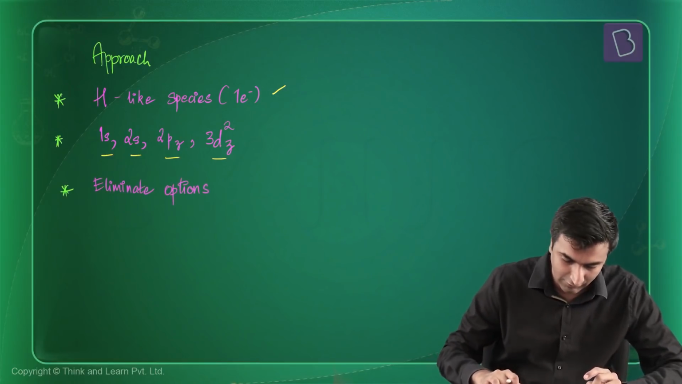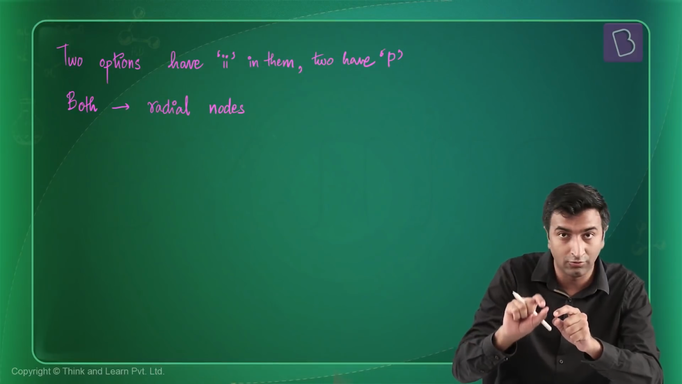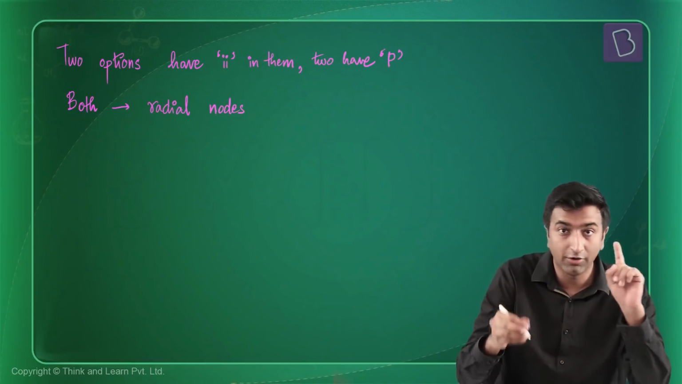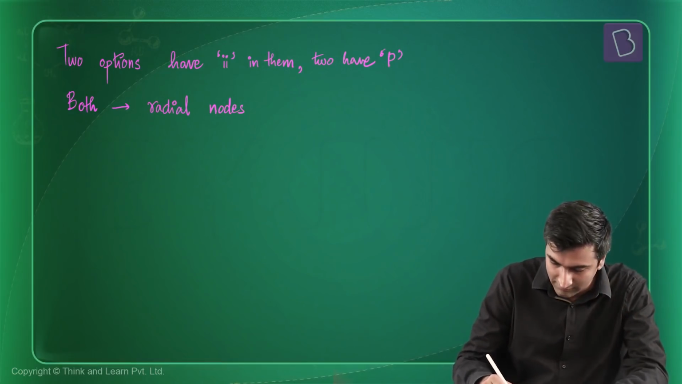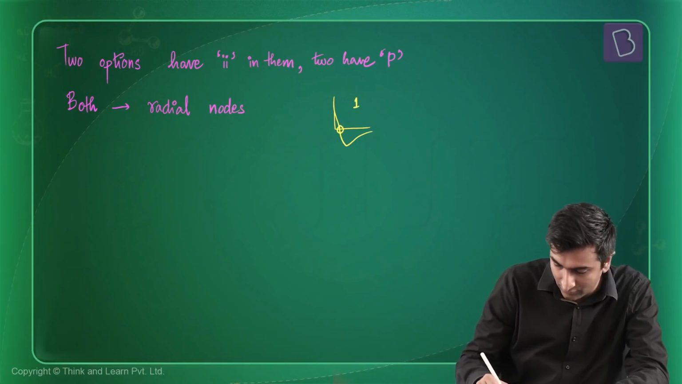What's the goal going to be? Look, 2 options have the small Roman numeral 2 in them, which means we're talking about the second column. And 2 of them talk about P. What was P? P, remember, is this graph right here, right? That goes like this. Now, this has 1 radial node. This we already figured out in the first question.